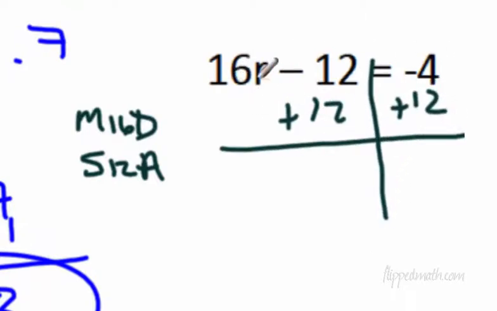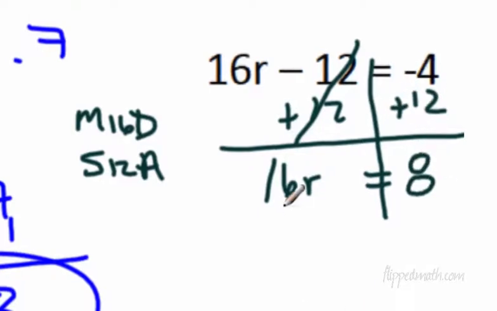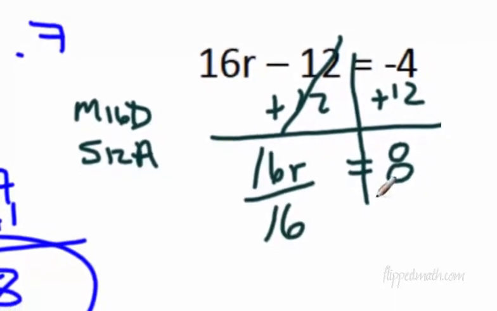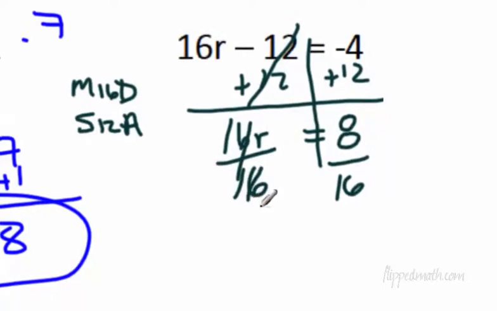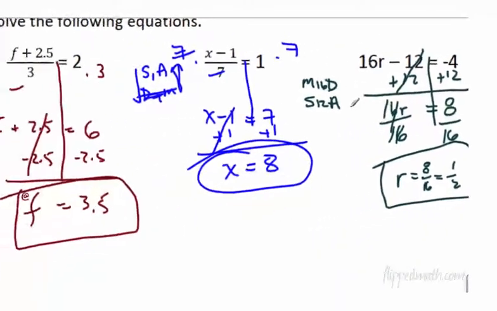So read it left to right like a book. So 16r comes down. We have the subtraction. When we subtract 12 and we add 12, they cancel. The equal sign comes down. Negative 4 plus 12 is 8. All right, now we subtract. Oh, no, not subtract. Now we're going to divide by 16, both sides. That's the opposite of multiplying. They're going to cancel. We get r equals 8 over 16, which you know is 1/2. So that is the last example of that type.